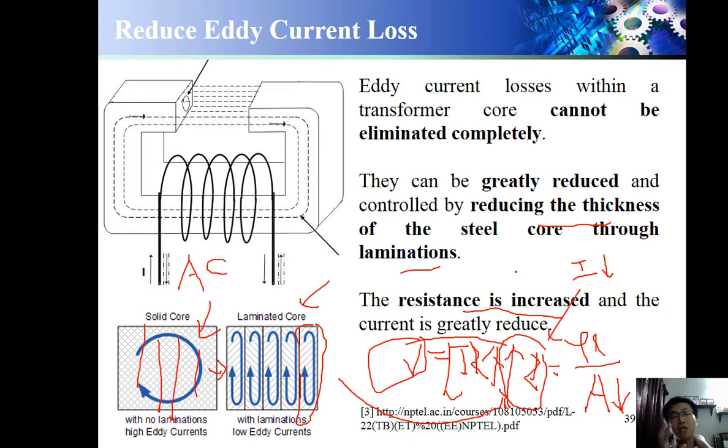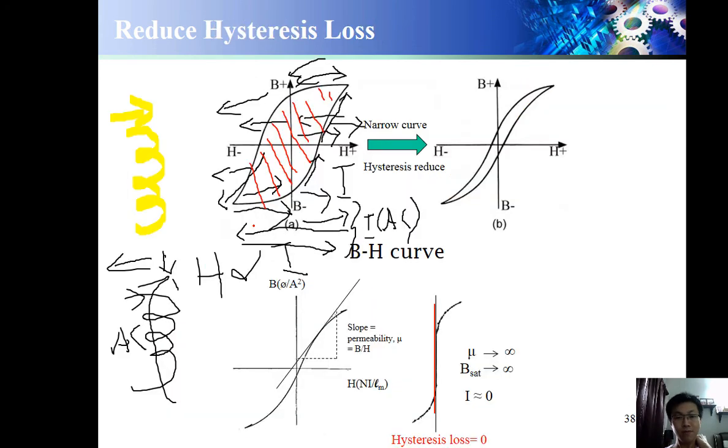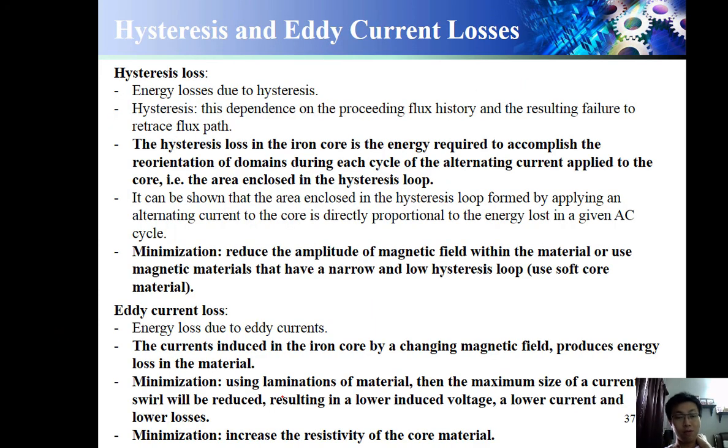First of all, we need to understand how the eddy current is produced. Eddy current is only produced when there's AC. If we inject DC here, no eddy current. So this is what we talk about as eddy current loss: the current induced in the iron core by a changing magnetic field. To create the changing magnetic field, we put the AC current. How to reduce it? We laminate it, or we use a higher resistivity core material.